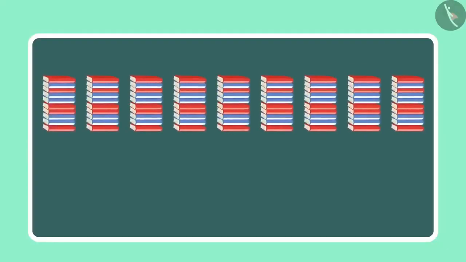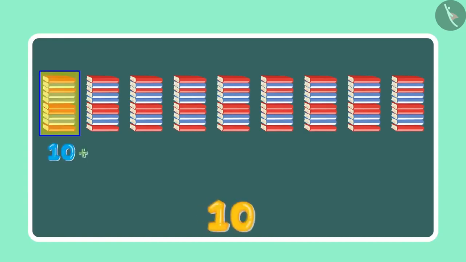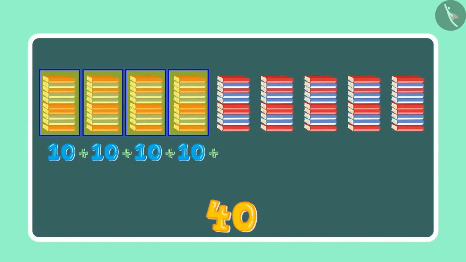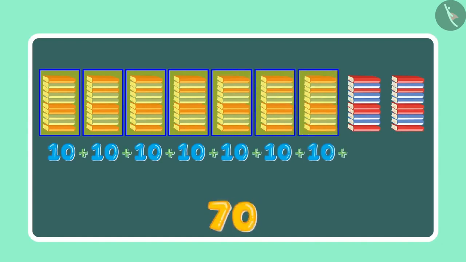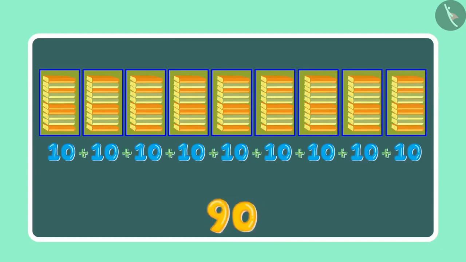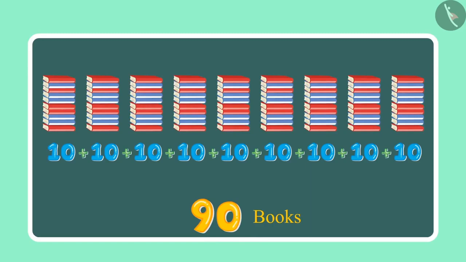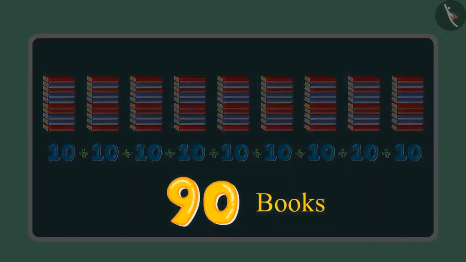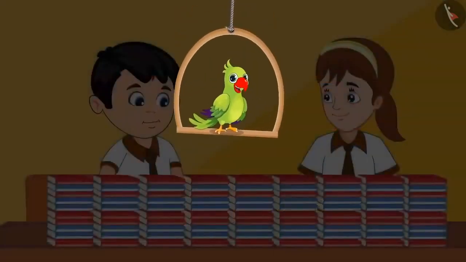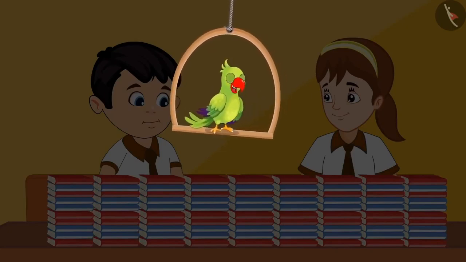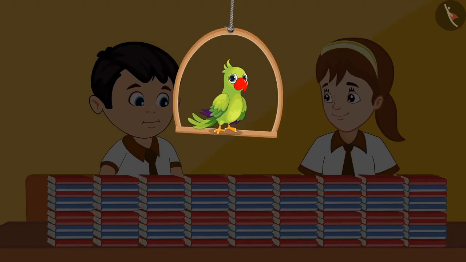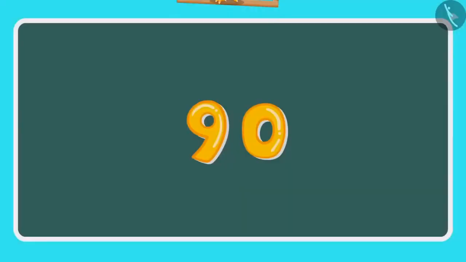Okay, 9 sets of 10, which means 10, 20, 30, 40, 50, 60, 70, 80, and 90. This means 90 books. Yes, 90 books. Children, can you tell me how many ones and how many tens are there in 90? Come on, let us see.